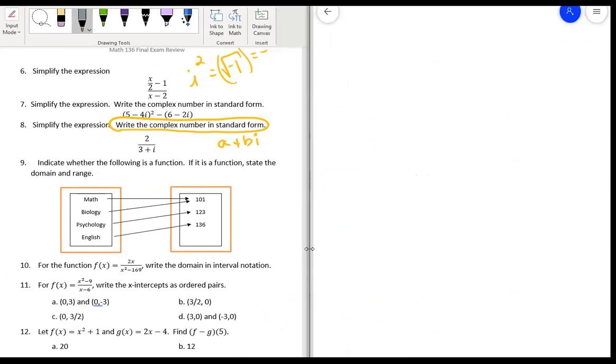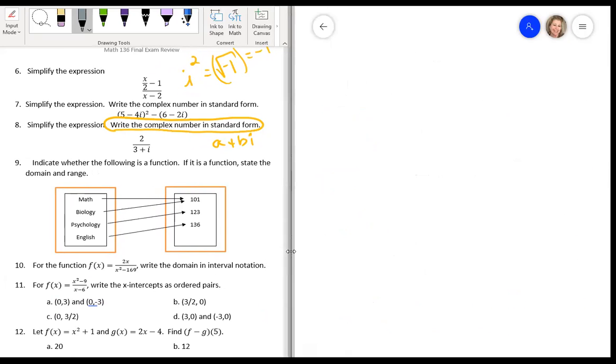Okay, number 10. If you're looking for the domain, it's what x is. And normally x is all real numbers from negative infinity to positive infinity, unless you have an x in a denominator or an x under a radical. Fraction land and radical land cause problems with the domain.